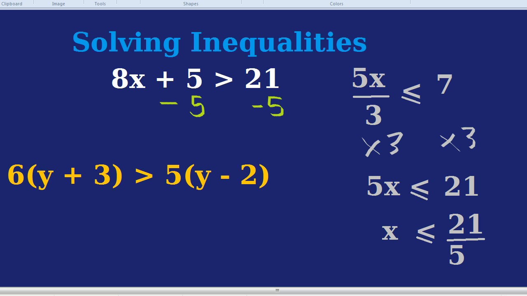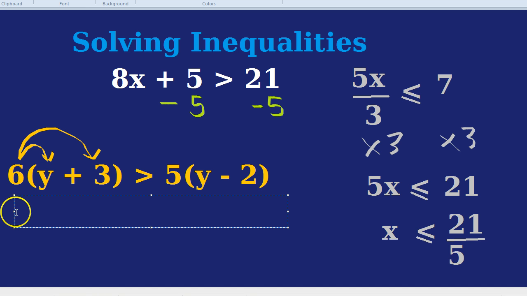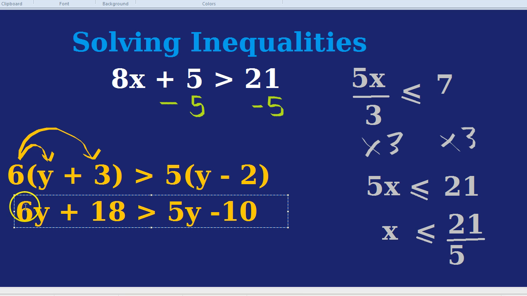To multiply out brackets, as you might remember, we do 6 times y and then 6 times 3. So we multiply everything inside the brackets by what's outside the brackets. 6 times y is 6y, and 6 times 3 is 18. So we get 6y plus 18. It's still greater than 5 times y, which is 5y. 5 times 2 would be 10, so 5 times minus 2 would be minus 10.